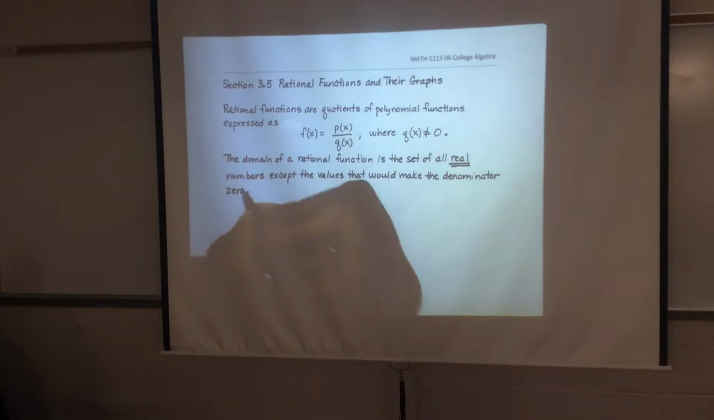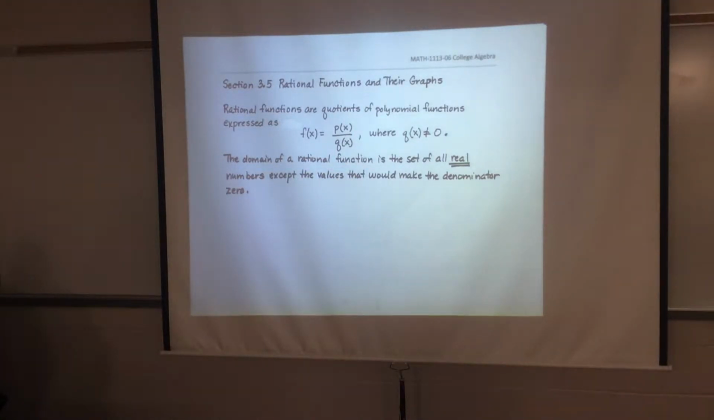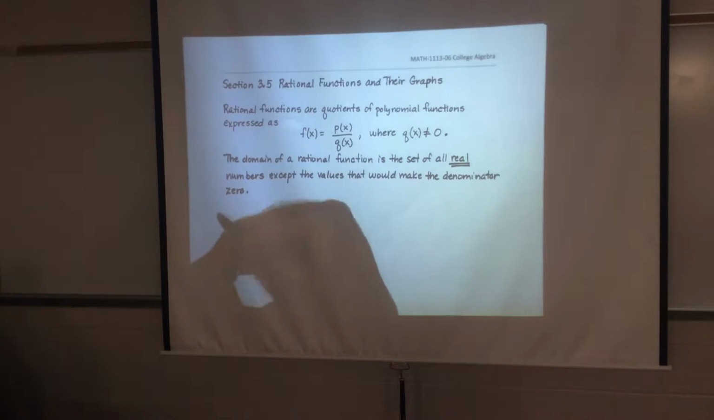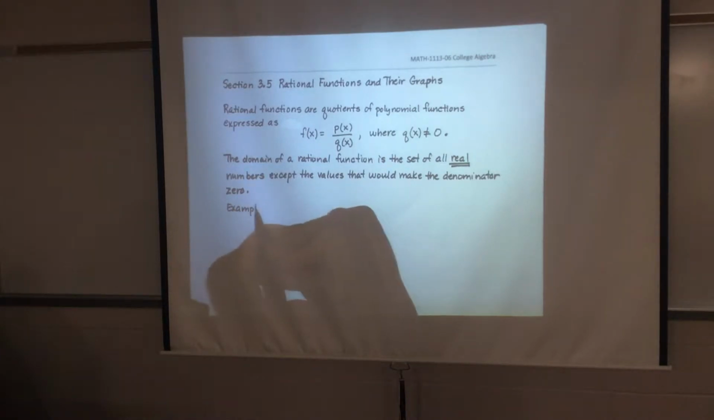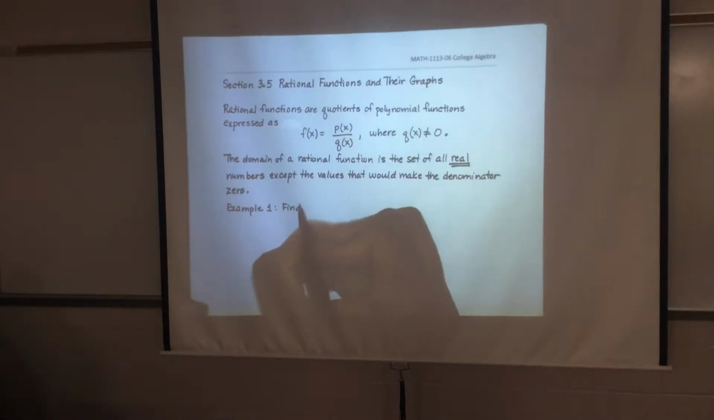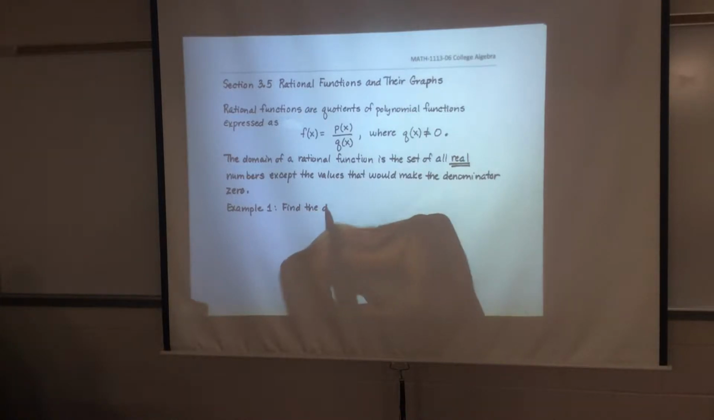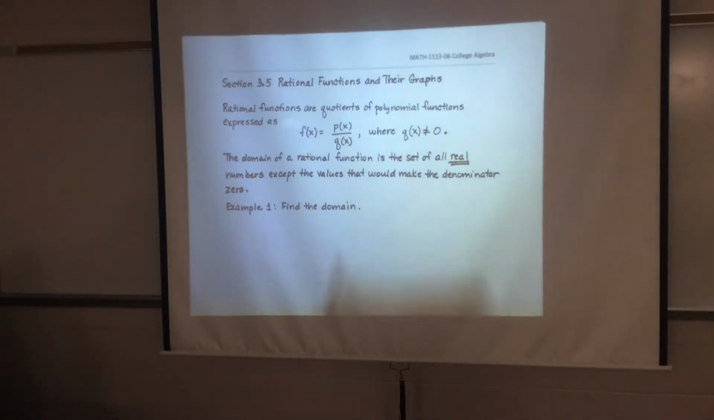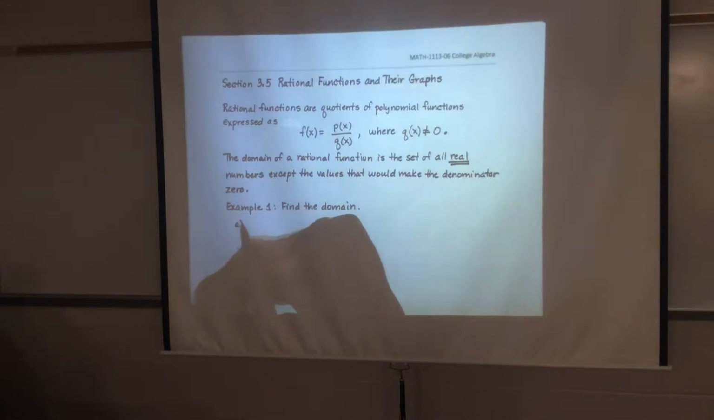Because as we know, we cannot divide by 0. That is definitely undefined. Okay? We did talk about this in one of the earlier sections in chapter 2. So let's look at some examples here to bring you up to speed. So here we're going to find the domain. Let's start with this rational function.